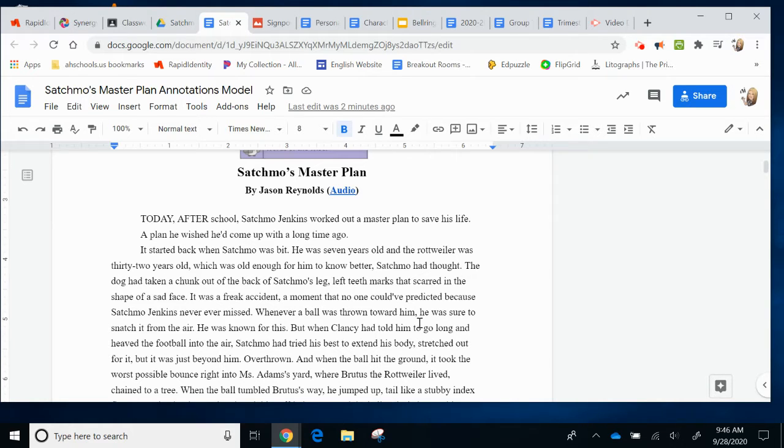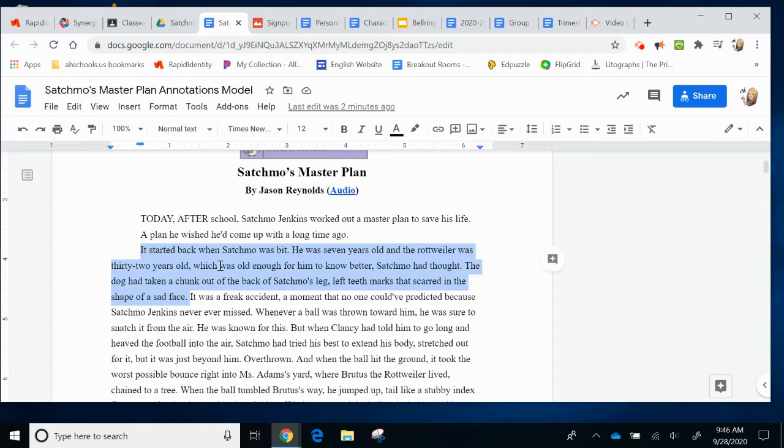The first signpost that you're going to notice right away in this whole beginning part is that it's a memory. It's Satchmo's memory of the past, of when he was 7 years old and he got bit by a dog named Brutus. And that's this part here. It started back when Satchmo was bit, right? And the dog had taken a chunk out of the back of his leg, left teeth marks that scarred in the shape of a sad face. So this is a memory moment. This whole beginning is actually a memory moment, but this is the part that actually states it, and the part that we're going to focus on for signposts.